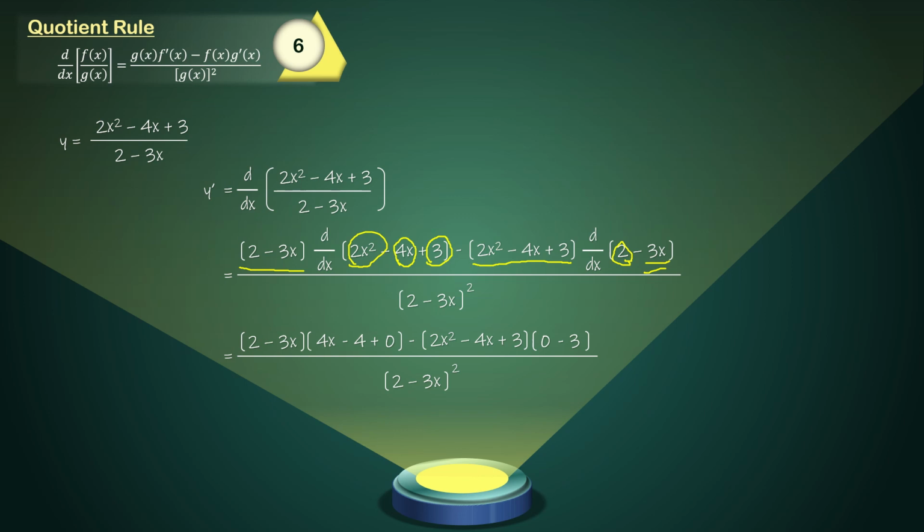Simplify the numerator. We get the sum of negative 4 and 0, which is negative 4, and the difference of 0 and 3, which is negative 3.